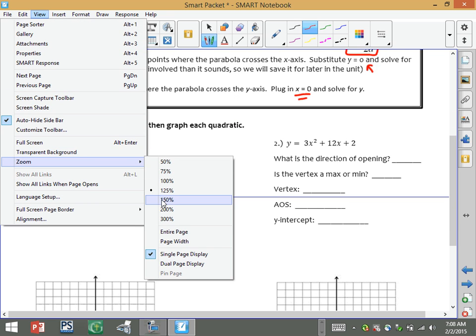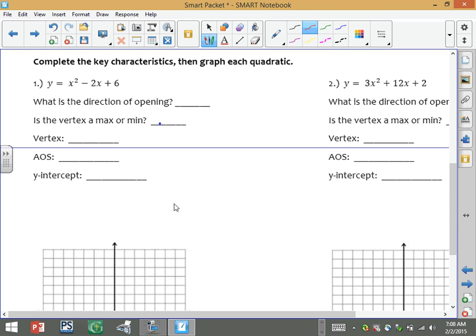I'm going to zoom in a little to give myself more space. First off, you can see a equals 1, since there's no number in front of the x squared. b equals negative 2, and c equals 6. That's understood to be 1, remember. So that's a positive 1, so this is going to open up. And if it opens up, the parabola should look like this. That means we have a minimum at the vertex, the lowest point on the graph.